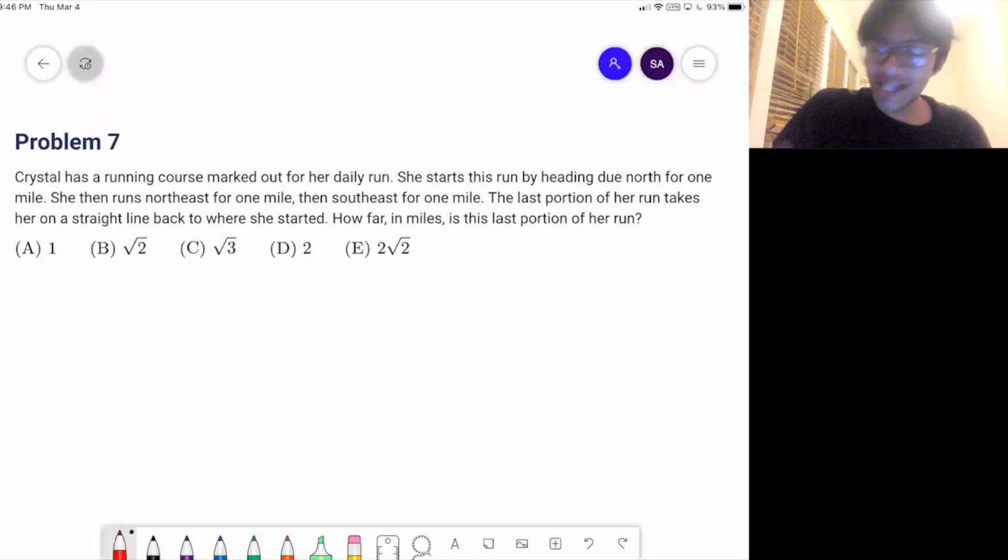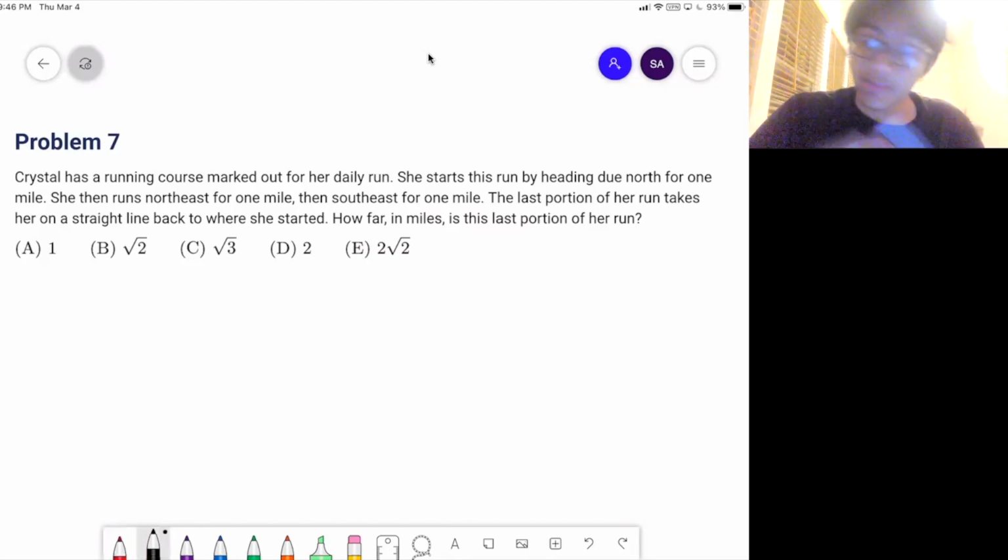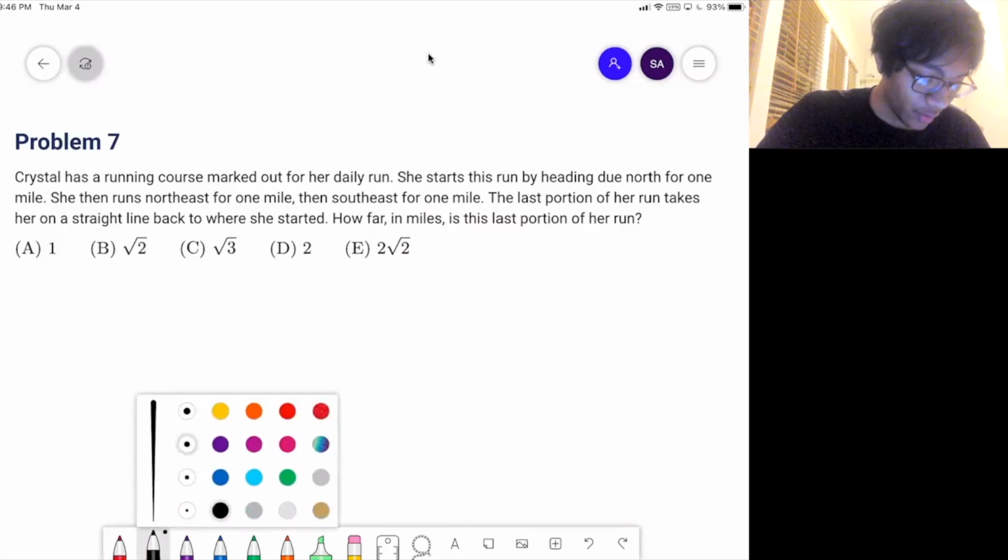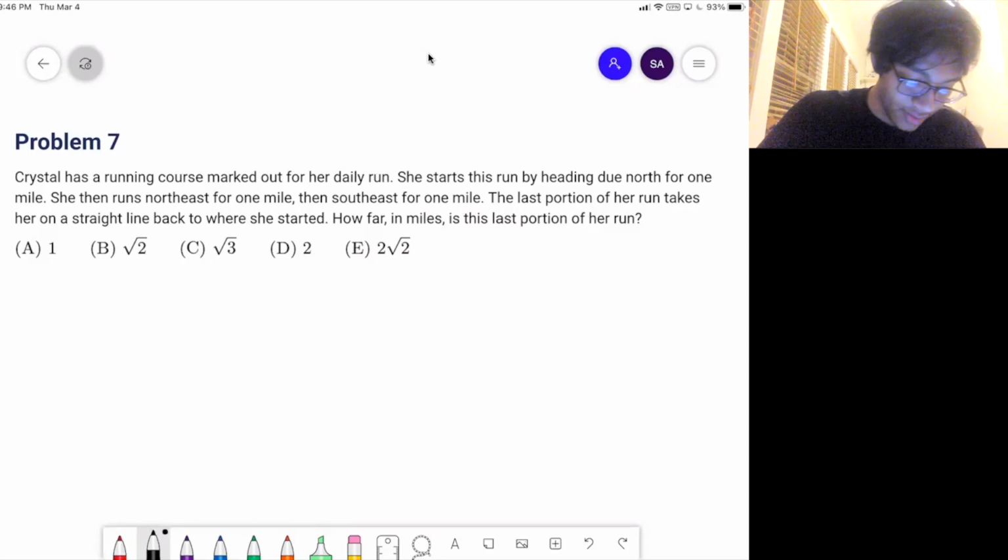Alright folks, so let's check out the 7th problem from the 2010 AMC 10A. Alright, let's check it out. By the way, I haven't seen this one before, so we're going to be doing it real time. Okay, so let's read it.